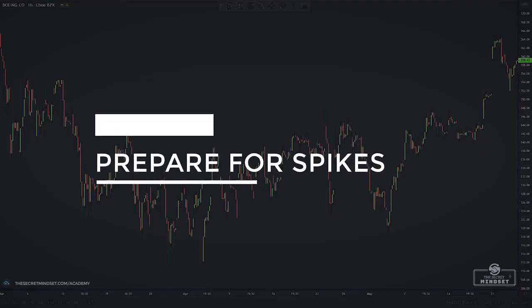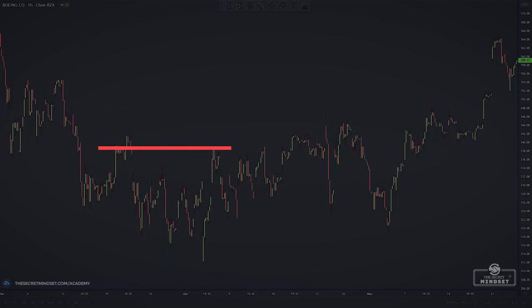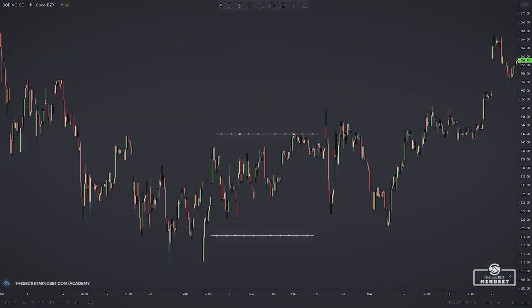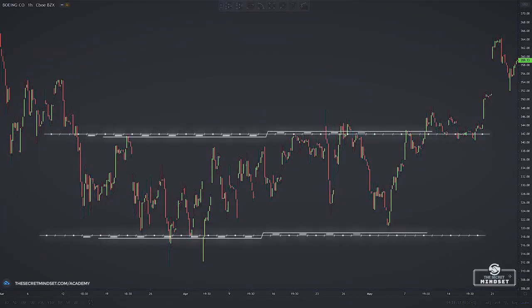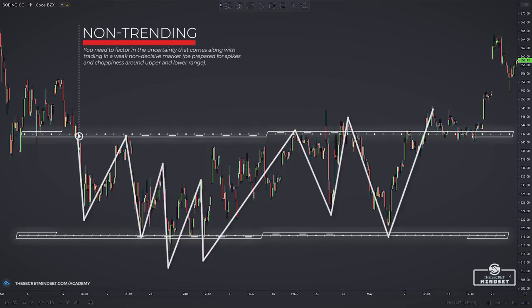Now, even though you have established all the possible areas on the chart that could potentially cause trouble for the price as it hits these regions, you need to factor in the uncertainty that comes along with trading in a weak, non-decisive market. Just as the price can bounce and spike up and down the short and long-term levels within the consolidation range, it may still be prone to spikes and otherwise strong and sudden periods of sharp movements in either direction of a seemingly clear level within the range.